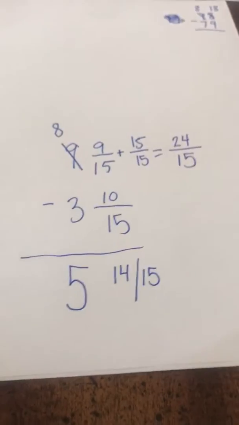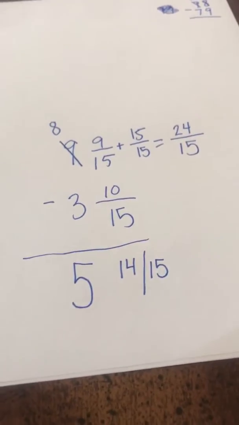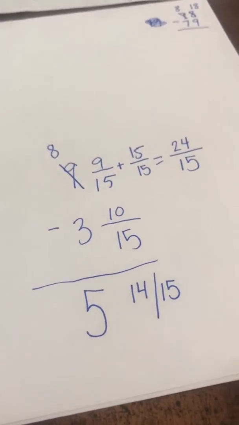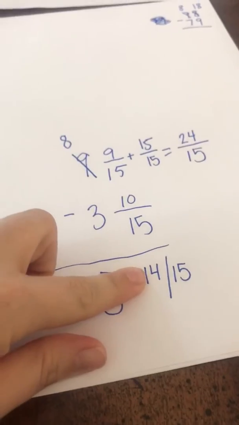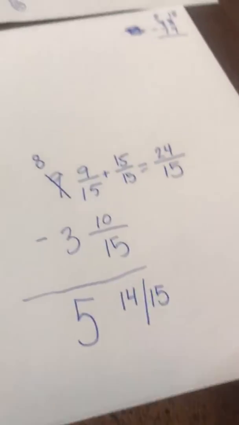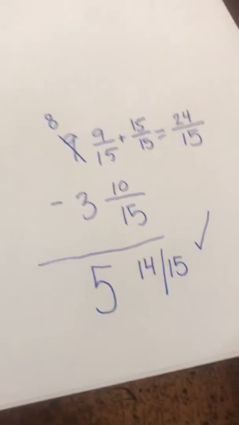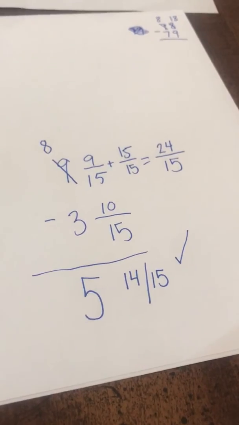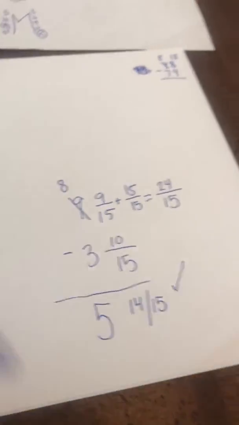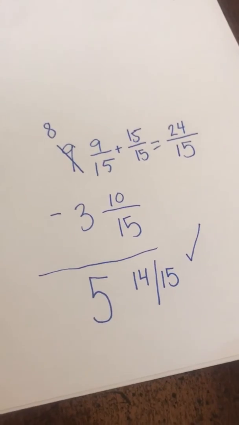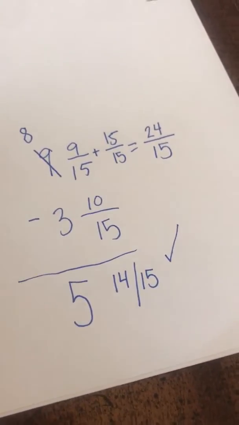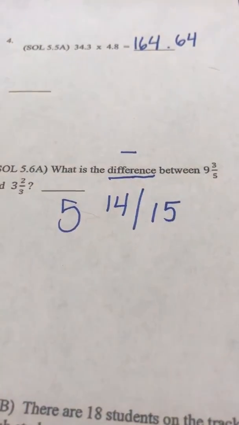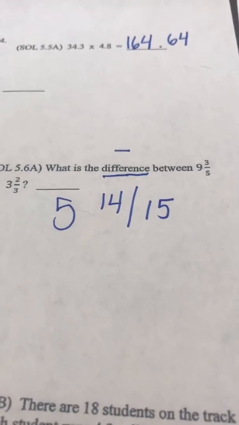Okay, we're going to do our simplifying check. I hope you can see my work as I'm going through the simplifying check. So we have 14 15ths. One of the strategies we asked ourselves is, is the numerator 1 away from the denominator? 14 is 1 away from 15, so it's simplified. You guys are getting so lucky with these fraction problems. They're already simplified for you. Okay? And this is our last problem. So the difference between 9 and 3/5 and 3 2/3 should be 5 and 14/15.